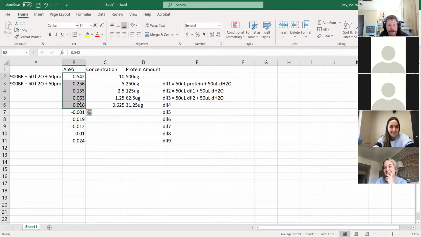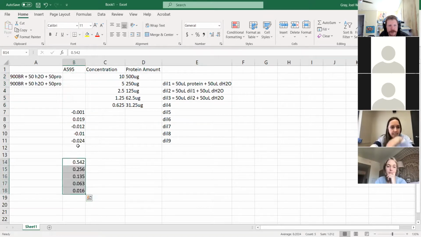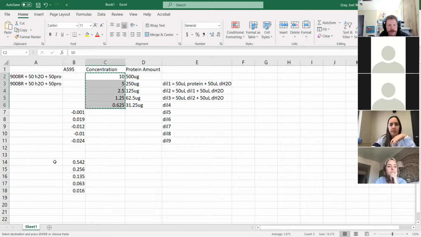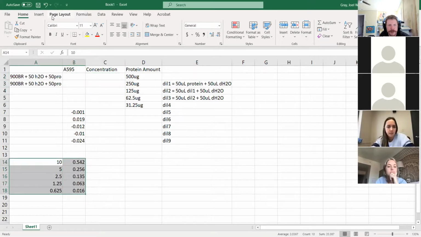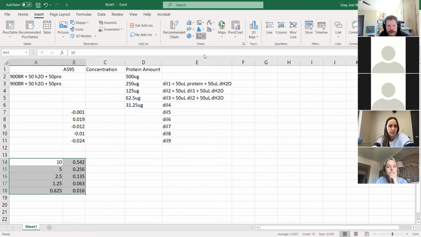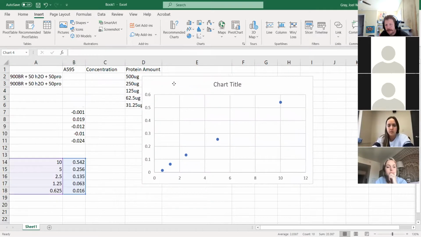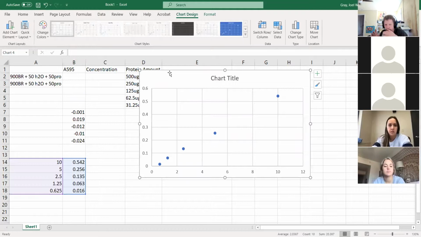So that's that. Okay, I deleted that one because what I want is I want to flip my axes. So I'm just going to do this, cut, and paste. Okay, so here's all my data. Scatter plot. On my y-axis, what I want to see is absorbance. And I know that my absorbance range is from 0.016 all the way up to 0.542. My x-axis tells me my concentration of my sample. And that ranges from 0.625 all the way up to 10.